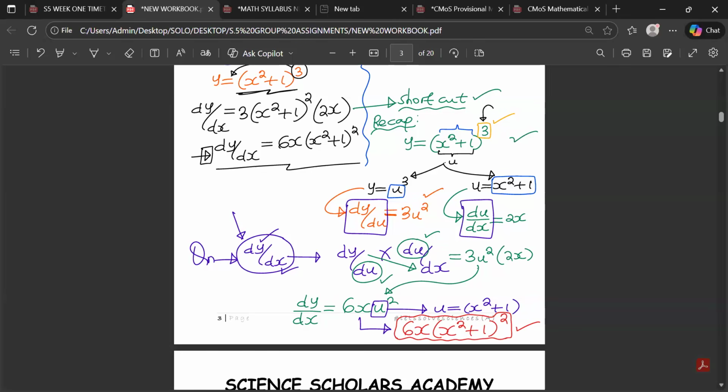Then a recap of the long cut: fix a u somewhere, come up with a u in x, then obtain a y in u. Get dy/du, get du/dx. Find ways of getting what the question wants, which is dy/dx, by multiplying the two. You see the du cancelling and coming up with dy/dx. The u wasn't part of the question, so after using it and getting the answer, dump it. Period.